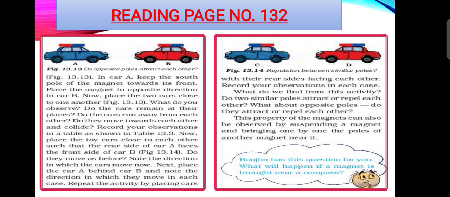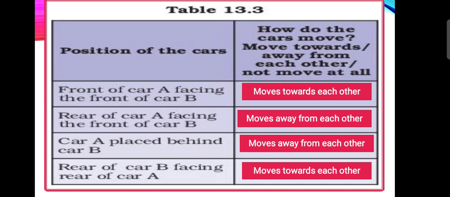So from this activity, I hope you understood what we are trying to know. If we give different positions to our car, like you can see in this table: front of car A facing the front of car B, the cars will move towards each other.